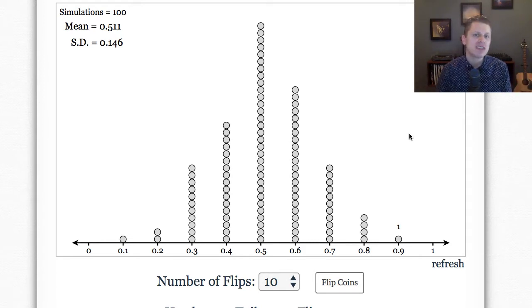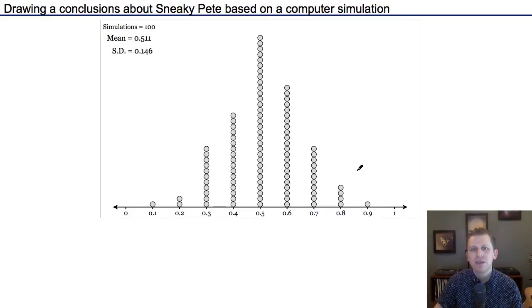Let's see what we can do with this information to draw a conclusion about Shady Pete and our sample. Looking at the computer simulation, we can see that the value of 0.8 from our sample is right here. Because 0.8 is larger than the mean, which here is 0.511, we are going to include the values to the right of it. The reason we include the values to the right of it is we can see 0.8 only happened 4 times, but even something more extreme like 0.9 or 9 tails happened once. So we want to include the values that are even more extreme than the statistic that happened in our sample.